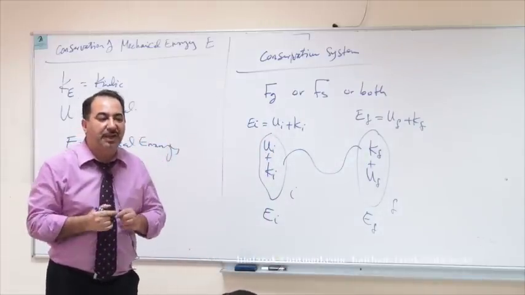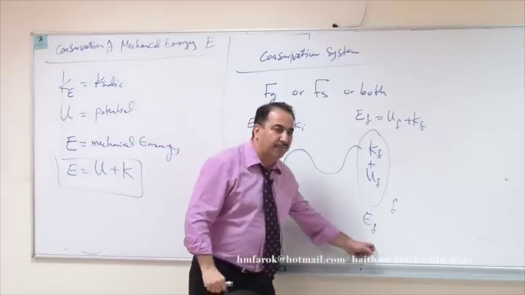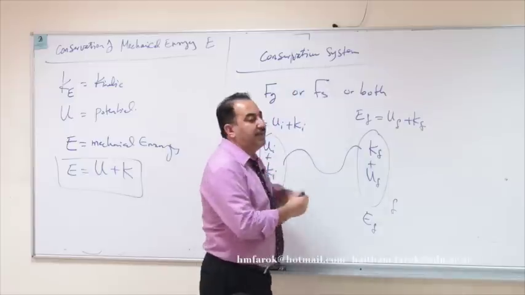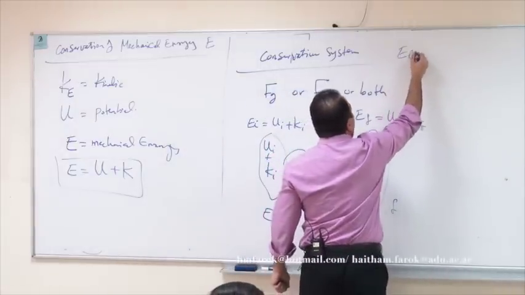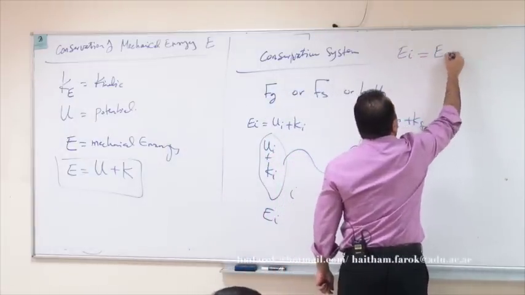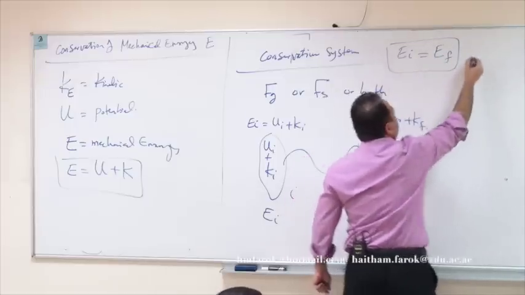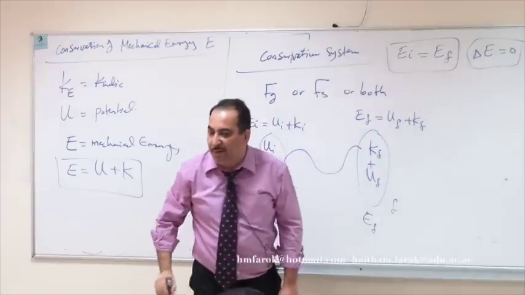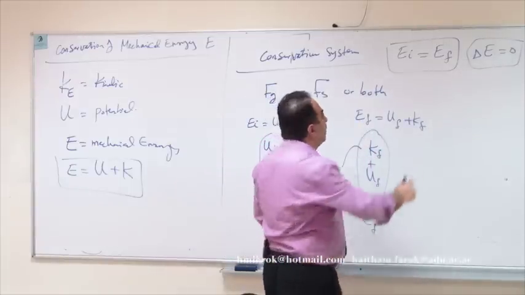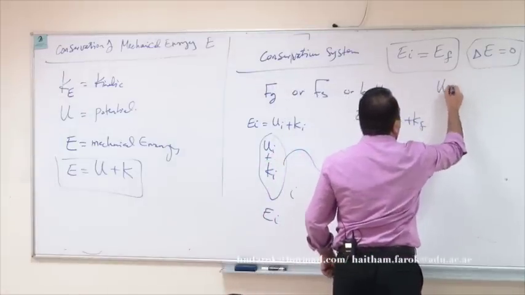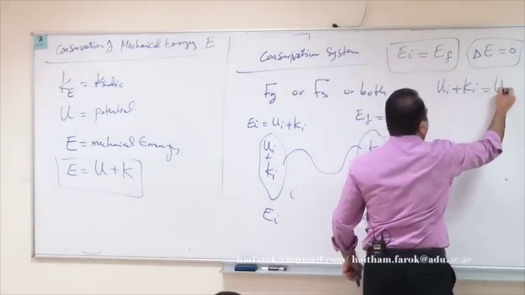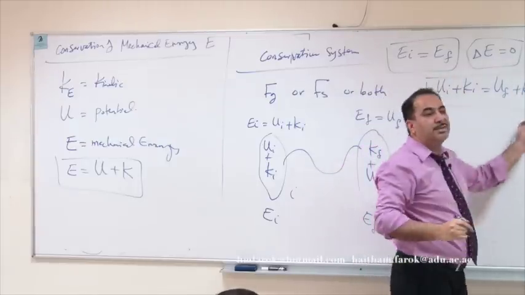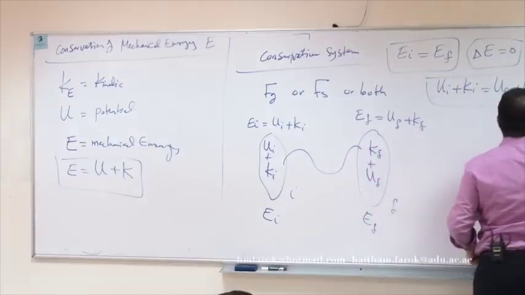If the system is conservative, will EI and EF be different, or the same? So in a conservative system, initial mechanical must equal final mechanical, yes? Which means delta E is 0. No loss, no gain of energy. So what's the formula now? EI equals EF. So I say UI plus KI must equal UF plus KF. This is the formula used for conservative forces, for a conservative system.